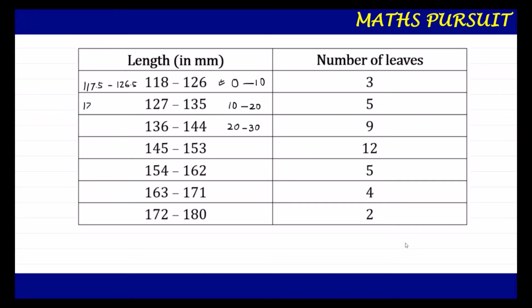Now the next row I can consider as 126.5 to 135.5. I did the similar thing: I subtracted 0.5 from 127 and got 126.5, and I added 0.5 to the upper limit and got 135.5. Now you can see that our data looks continuous. This is how we are going to deal with this type of problem.